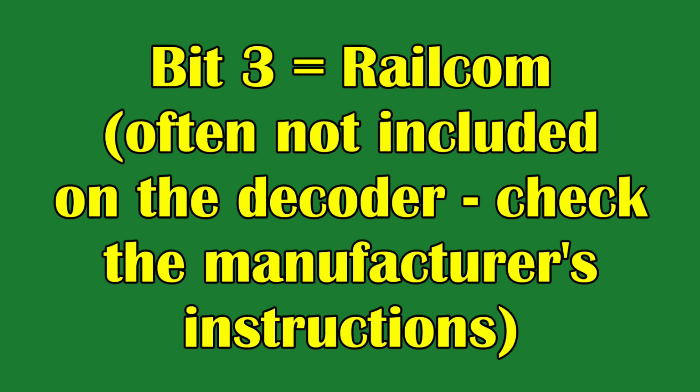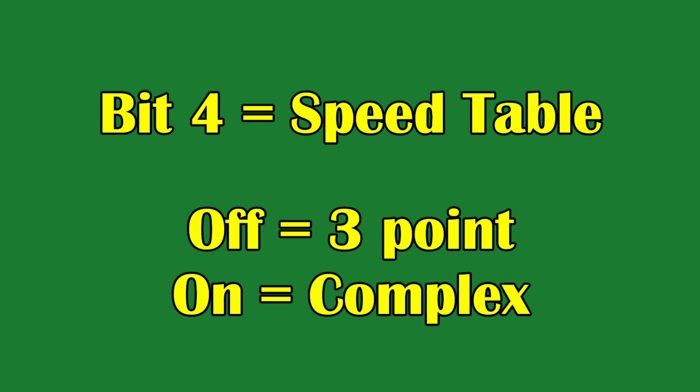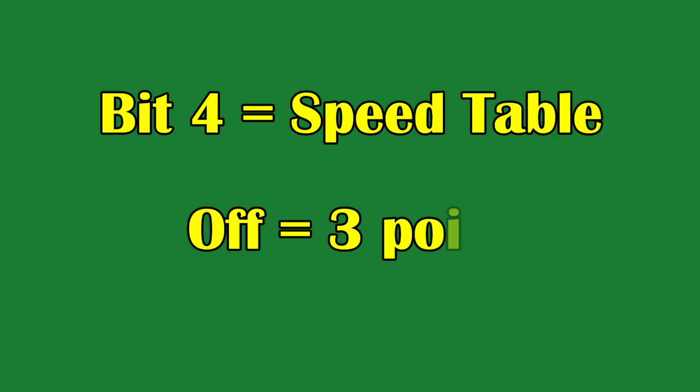Bit 3 is the one that's not always used and controls what's called RailCom. Now this is a communication system that's used by some decoders and systems. However, I tend to find that on most decoders this is switched off, and in some it's not even set up. Bit 4 is the speed table. Off is the standard 3-point speed table like I use for doing my speed matching. If you switch it on, it will switch on the complex speed tables. The off value is normally the default with this one, so that you can use the 3-point speed tables.